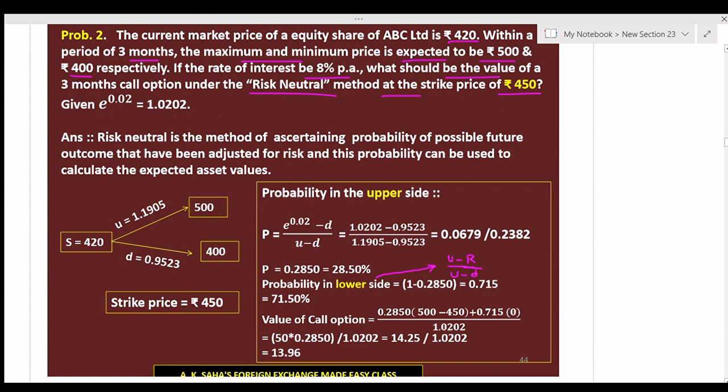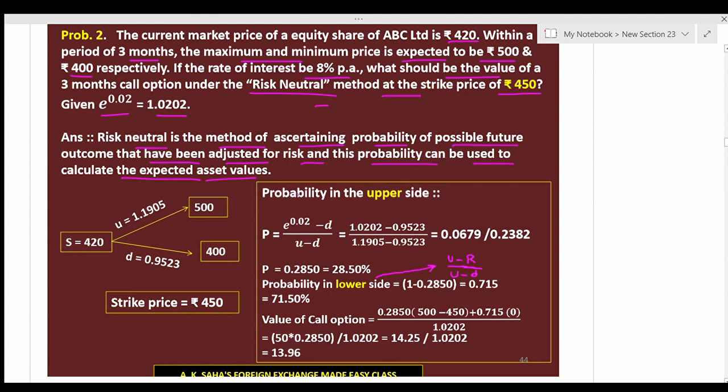Given e to the power 0.02 is equal to 1.0202. e to the power 0.02 means e to the power 2%, that is derived from 8% into 0.25, that is equal to 2%. Now, risk neutral is the method of ascertaining probability of possible future outcome that have been adjusted for risks, and this probability can be used to calculate the expected asset values.